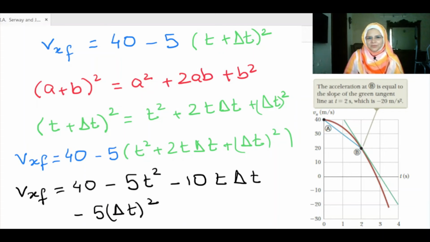If we look at tf is equal to t plus delta t, then Vxf is equal to 40 minus 5 bracket t plus delta t whole square. We know the formula, bracket a plus b whole square is equal to a square plus 2ab plus b square. Therefore, bracket t plus delta t whole square is equal to t square plus 2t delta t plus delta t whole square. This gives us Vxf is equal to 40 minus 5 bracket t square plus 2t delta t plus delta t whole square. If we open the bracket, we get Vxf is equal to 40 minus 5t square minus 10t delta t minus 5 delta t square.